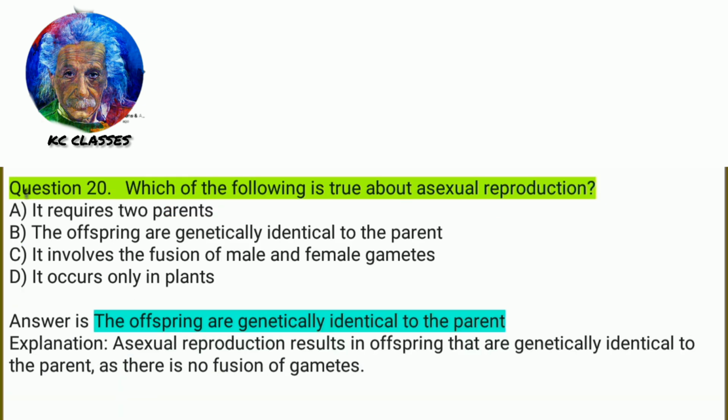Question 20: Which of the following is true about asexual reproduction? A. It requires two parents. B. The offspring are genetically identical to the parent. C. It involves the fusion of male and female gametes. D. It occurs only in plants. Answer is the offspring are genetically identical to the parent. Explanation: asexual reproduction results in offspring that are genetically identical to the parent, as there is no fusion of gametes.